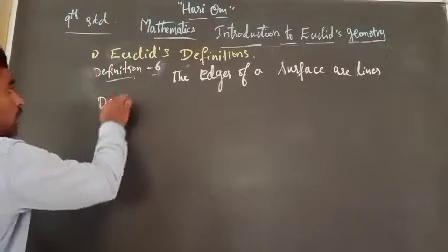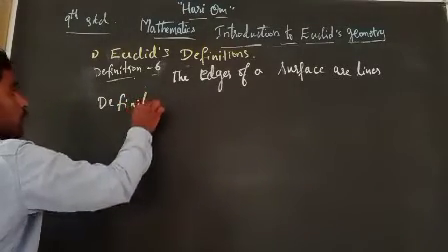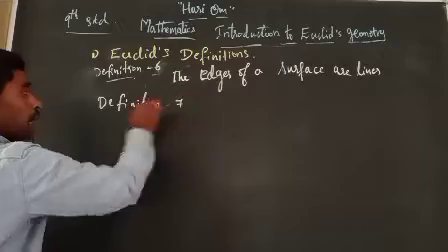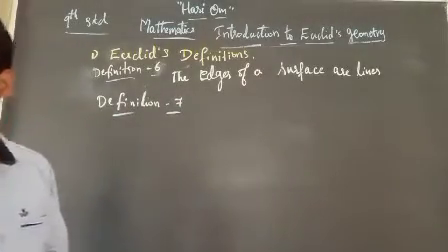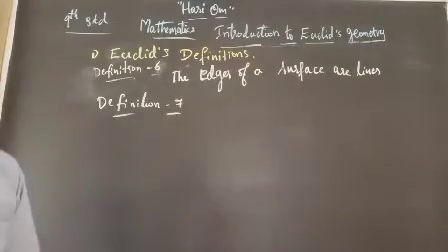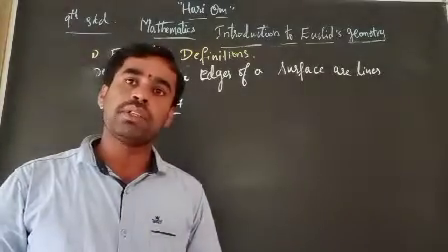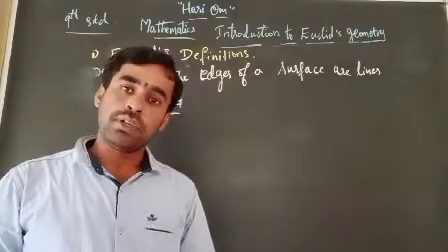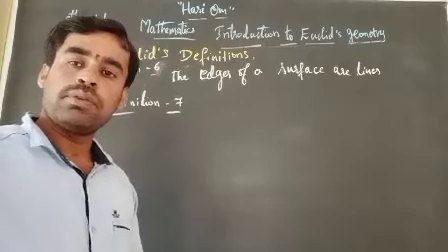Now come to the definition. Definition number 7, the last definition. Definition 7 is given as: a plane surface is a surface which lies evenly with the straight lines on itself. So, write the definition on the board.